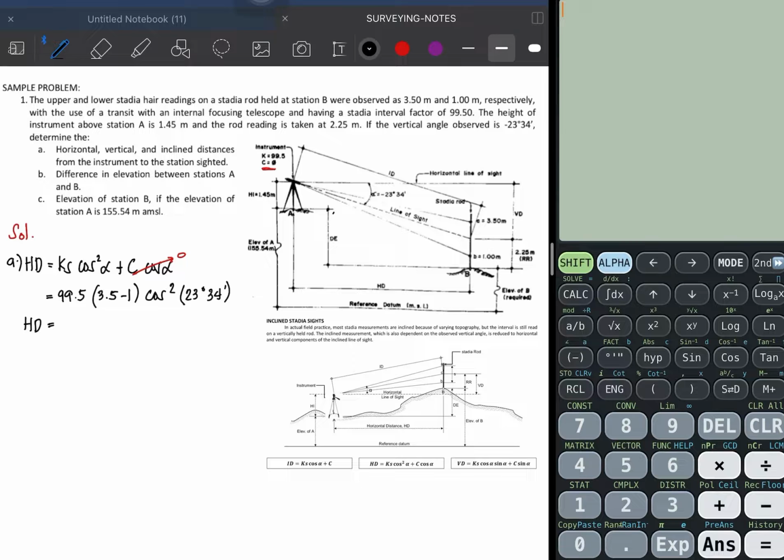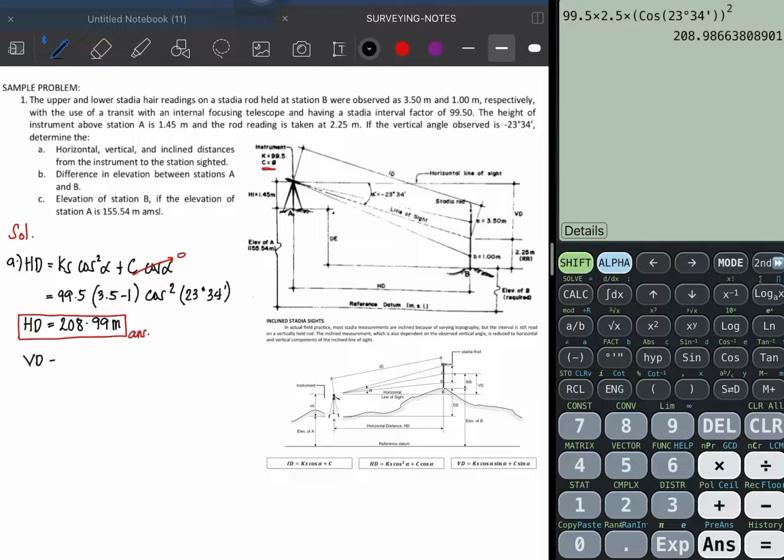So you have your HD equal to 99.5 times 3.5 minus 1, so 2.5, times cosine 23 degrees 34 minutes squared. That is 208.99 meters. That is the answer for horizontal distance.